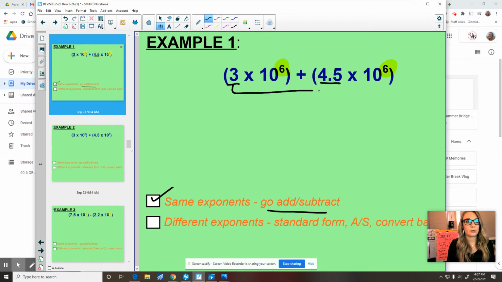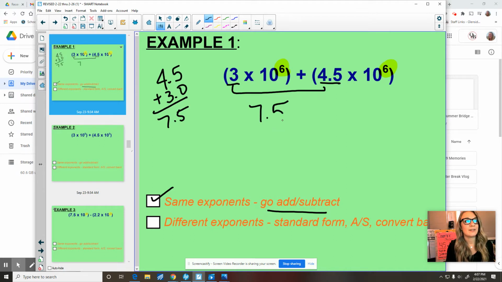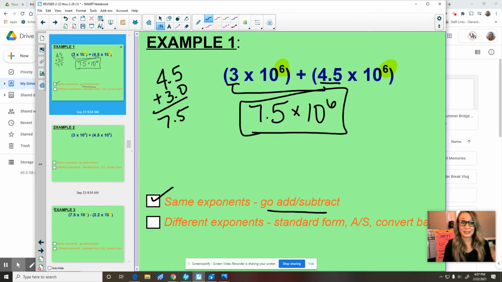So I've got 3 and 4.5. Okay, well, I know that 4.5 plus 3 is just 7.5, and hopefully you did that in your head. So you've got 7.5, and then it's just times 10 to the 6th power. And that's your final answer. So it's nice when you have the same exponents because you can just add or subtract those first numbers and then just keep this power of 10. You just need to make sure that your final answer is written properly in scientific notation. If it was like 85 times 10 to the 6th, that's a no-go because that number is too big.